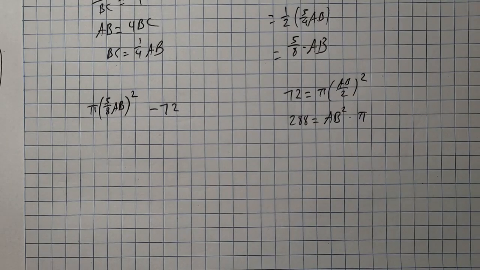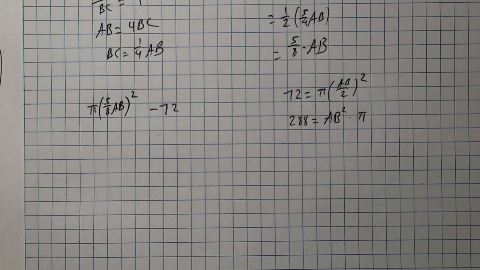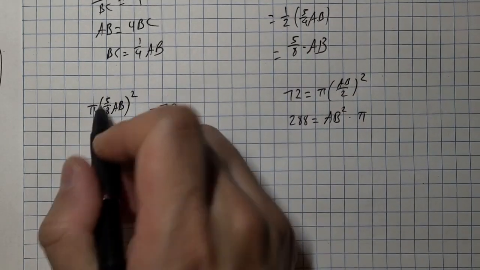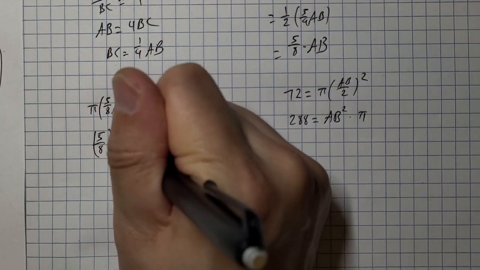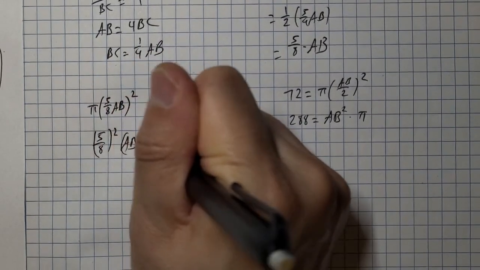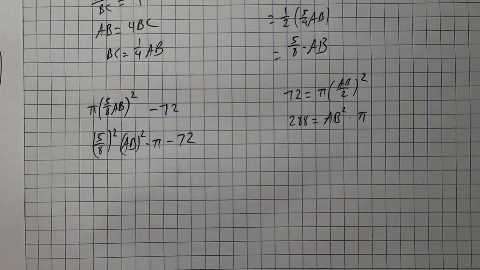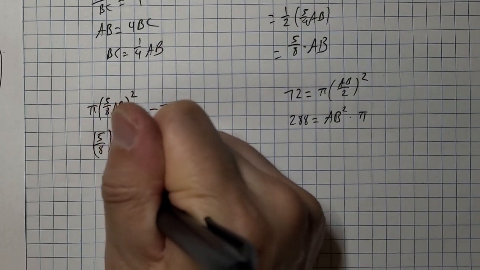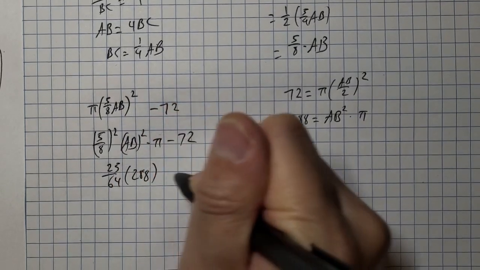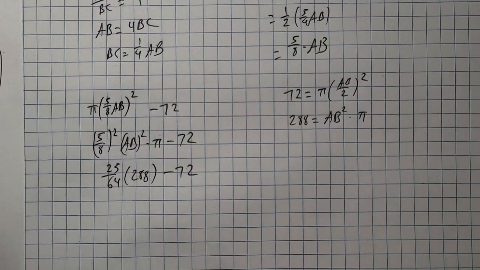Okay. So, okay, there we go. AB squared times pi is 5/8. This guy's still squared, but AB squared times pi minus 72. This guy is 288, so it'll be 25/64 times 288 minus 72. That looks more right now.